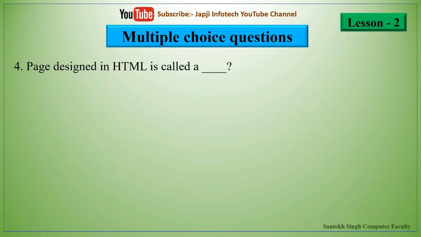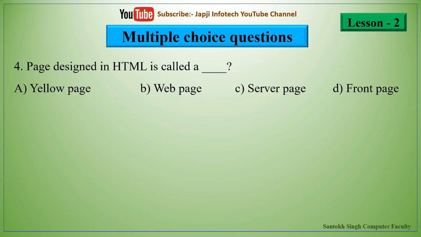And the fourth one is a page designed in HTML is called a dash, and the options are yellow page, web page, server page or front page. And the right answer is a page designed in HTML is called a web page.